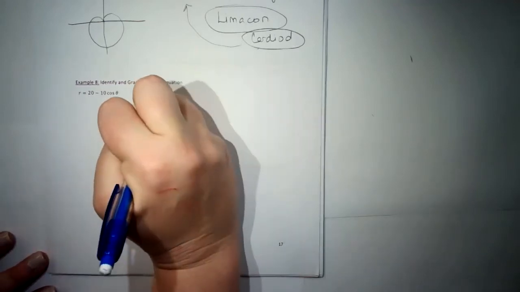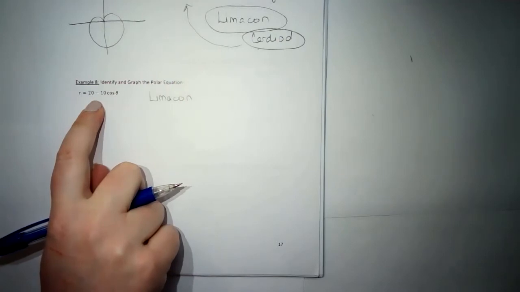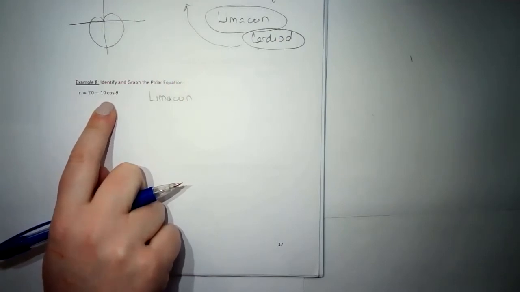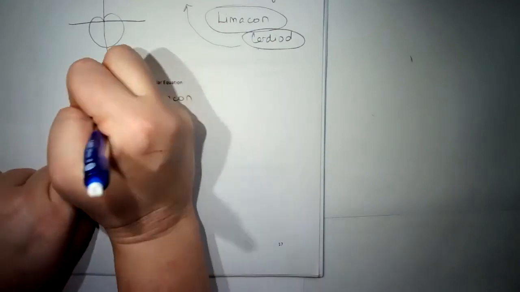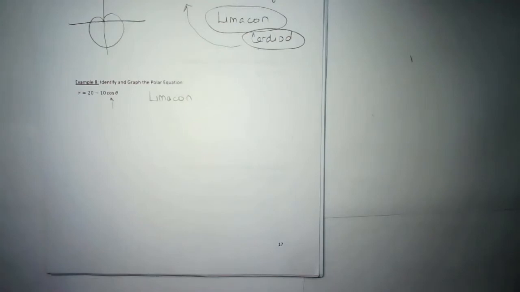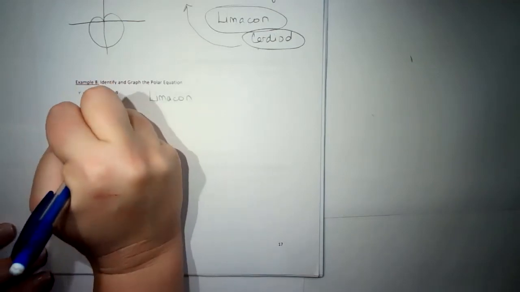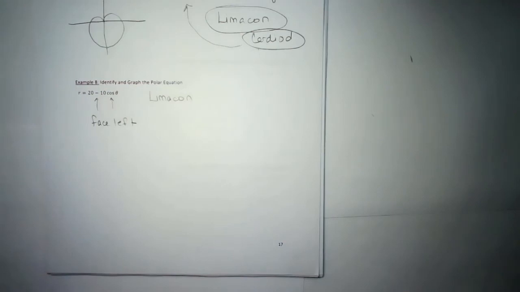Okay, I have another limacon. I know that because I have a number in the front that's been added or subtracted. So it's got to be a limacon. Okay, I also notice I have cosine. So now I'm either left or right, right? I'm on the x-axis. And I have a minus. Now remember, it's not like a transformation where the minus means the opposite of what you think it would, right? It's true. Looking at it, it's a negative x. So this is going to face left. All right.